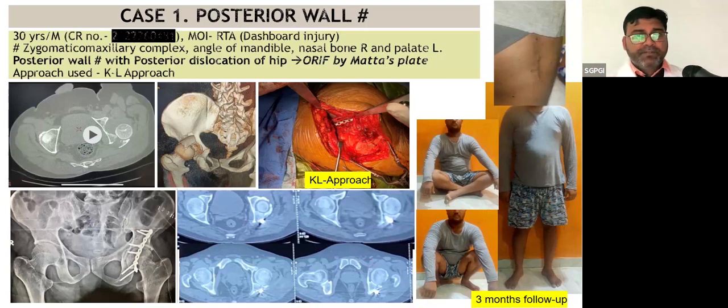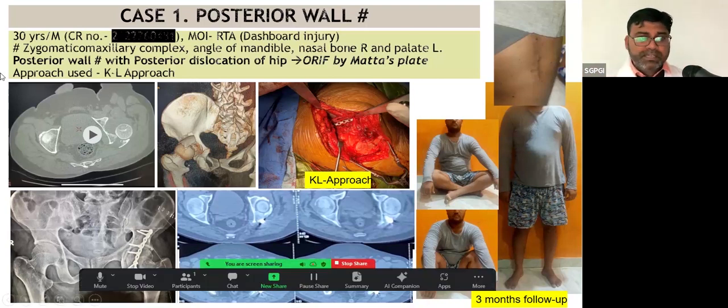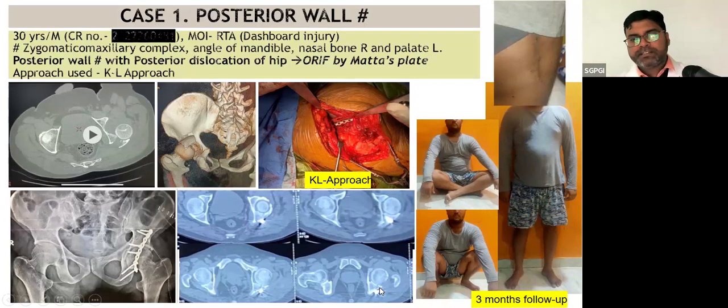And as you can see, we went ahead with the Kocher-Langenbeck approach in this case. Here you see that there is a fracture, and in this you can see that the fracture is well reduced. There is a plate applied over here, and now the hip is congruous, and the patient is back on his own feet at 3 months follow-up. Here you can see that the fracture is reduced. There is a plate applied over it, and the hip joint is congruous.